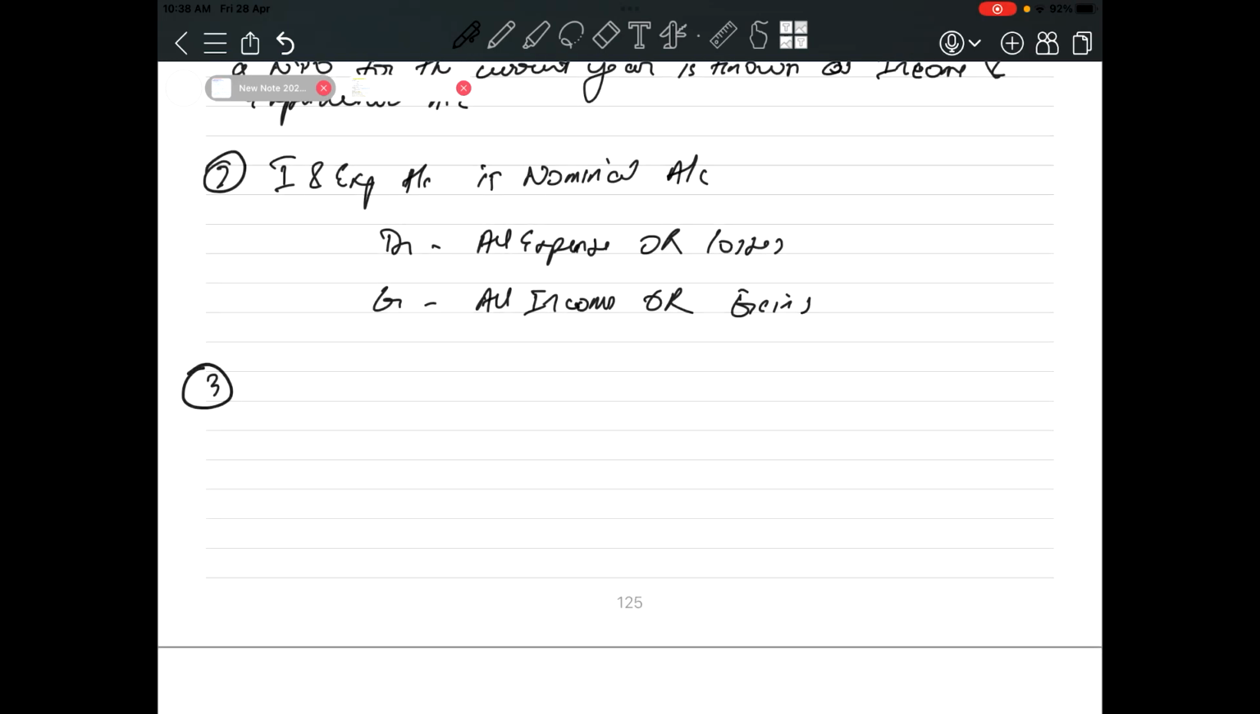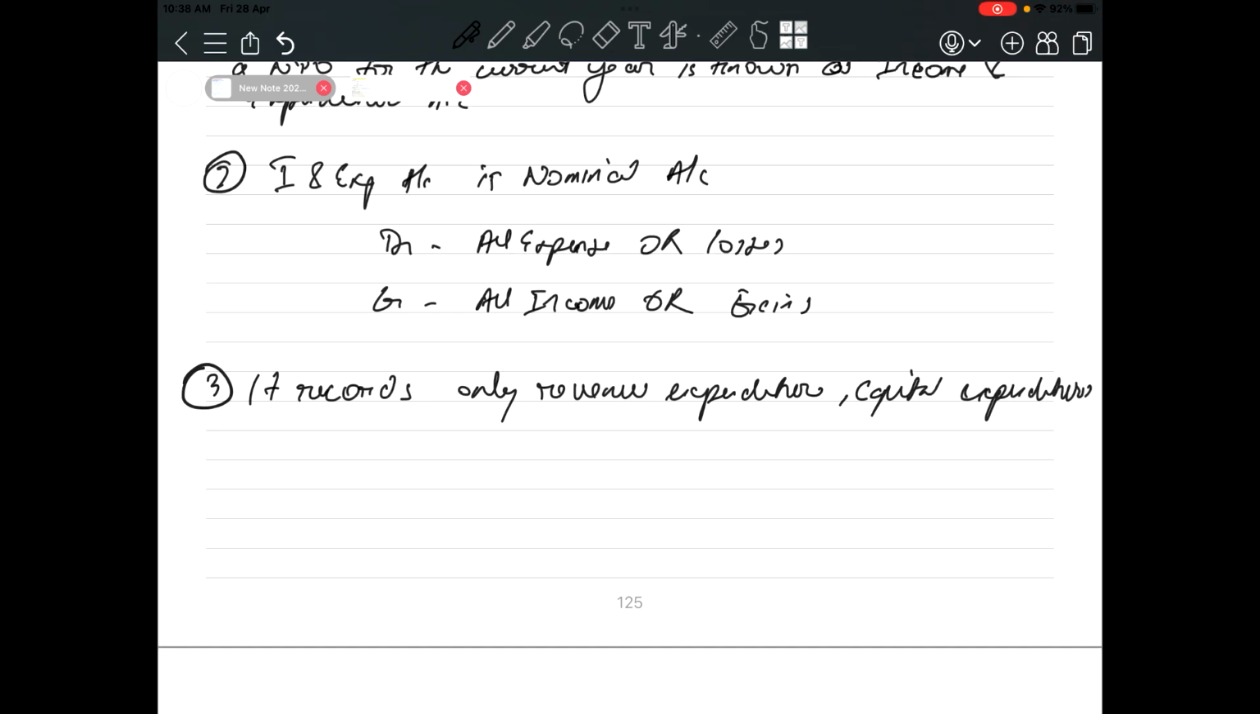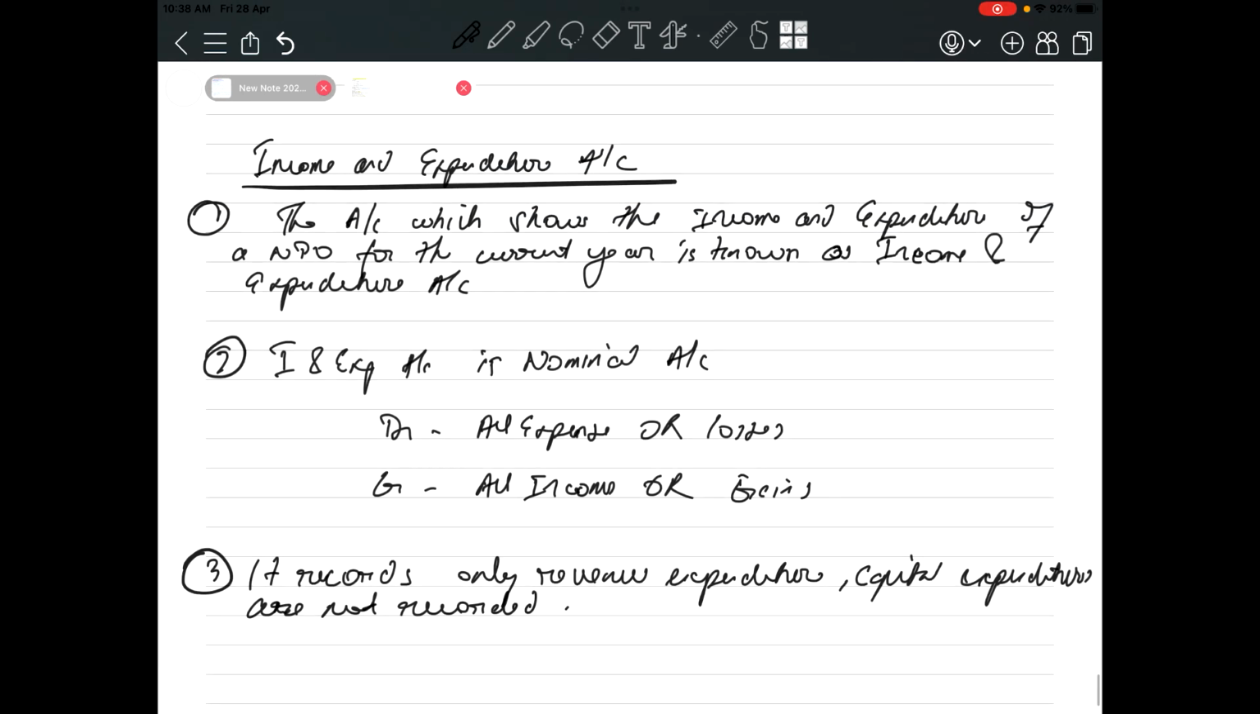Now point number three, it records only revenue expenditure. Capital expenditures are not recorded. We know that in receipt and payment account we record everything, be it revenue, be it capital. If we are receiving cash, we record it in receipt and payment account. But in the case of income and expenditure account, we will record only revenue expenditure.